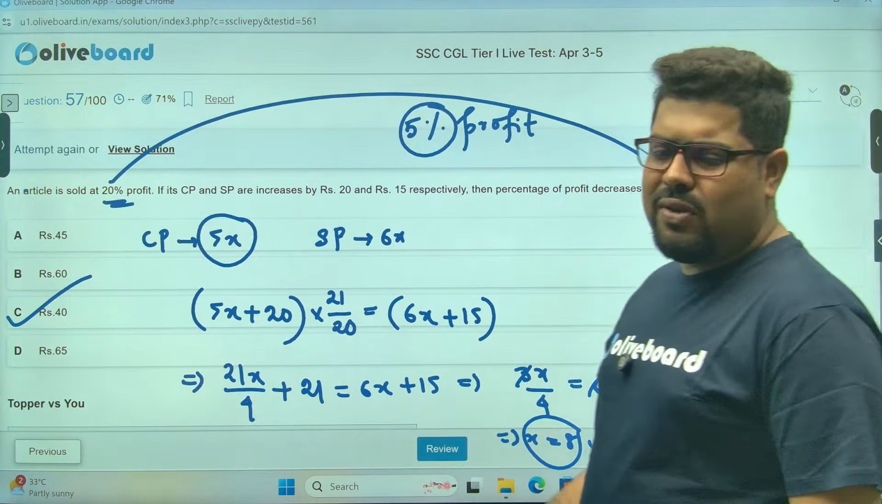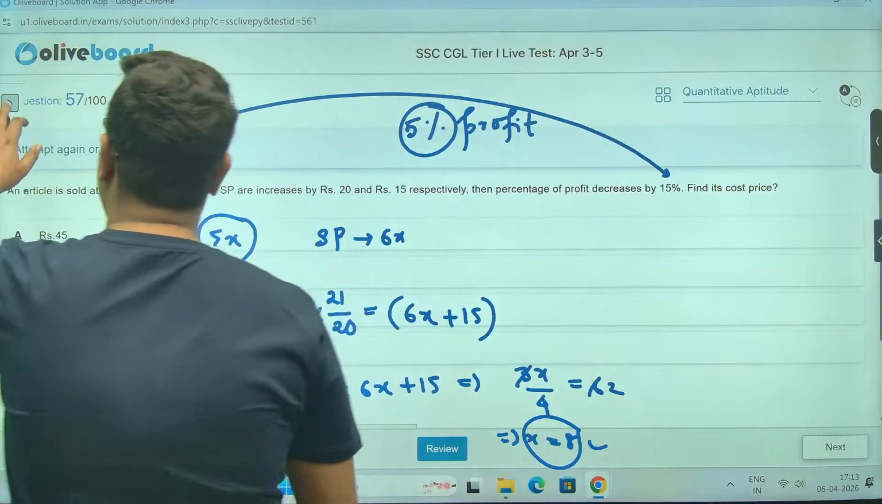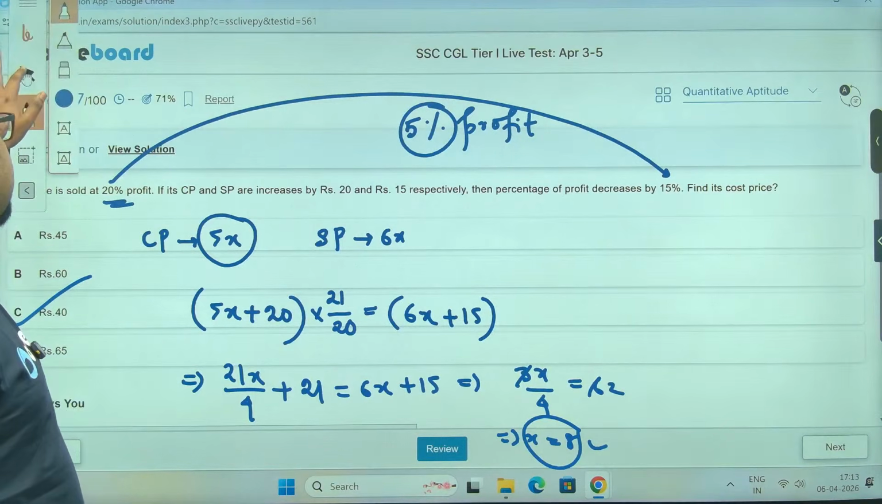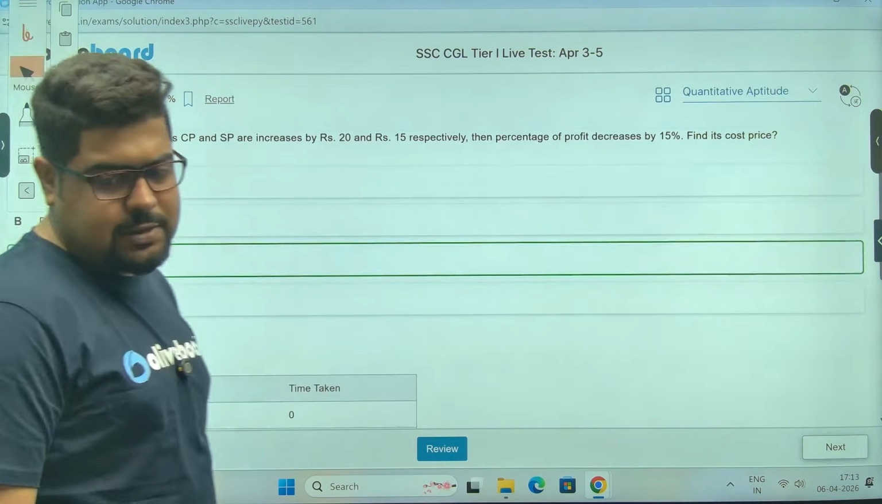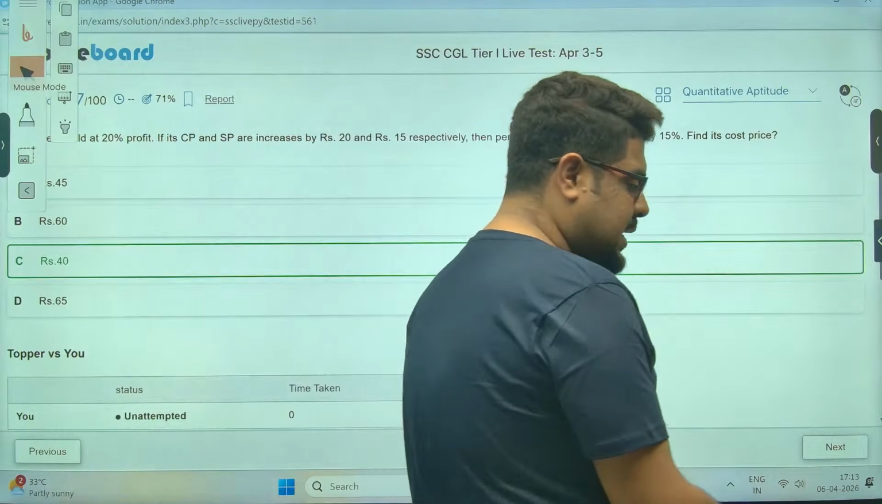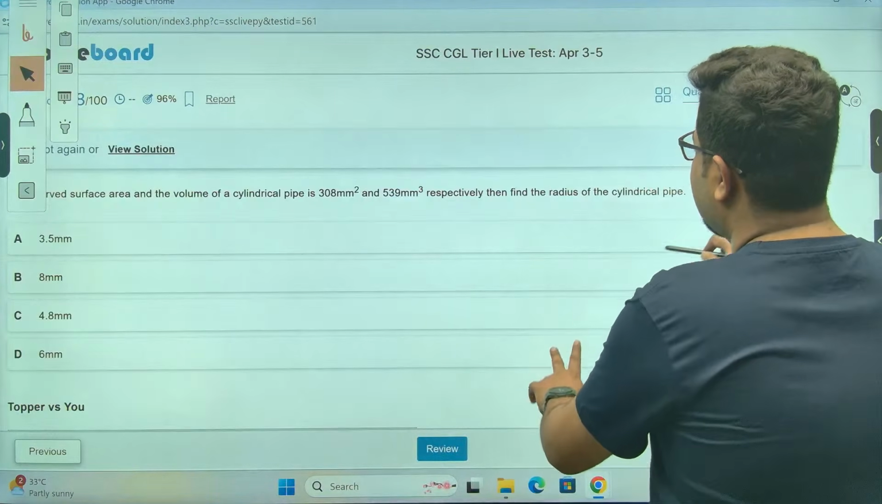Again, not a very difficult question. You can do this using the ratio technique as well. But again, a simple equation, it is not very difficult. I did it like this.